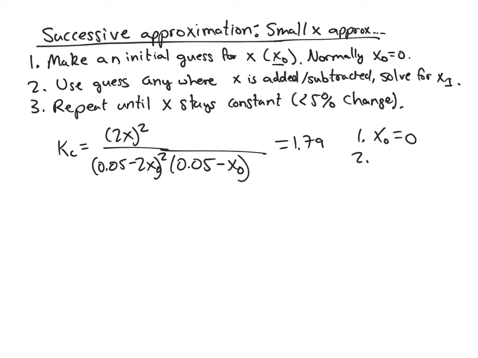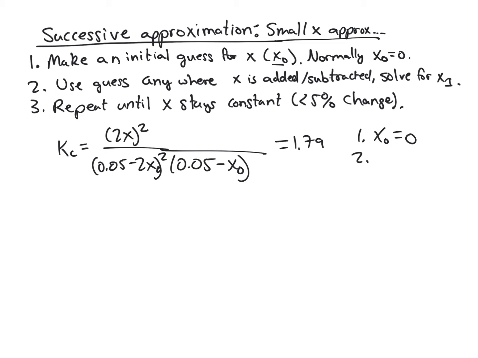So we'll use our guess in these places, and then we'll solve for x up here, because this is just a number. x isn't exactly 0. This will let us get a new, better guess for x. So now we'll solve this equation for x.